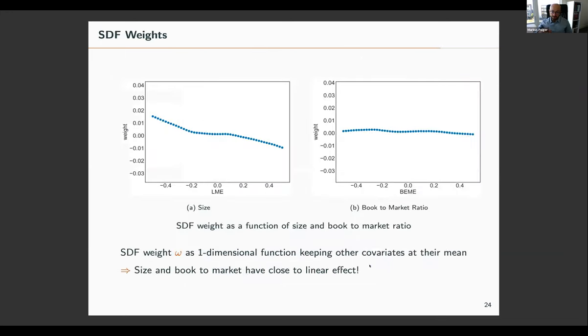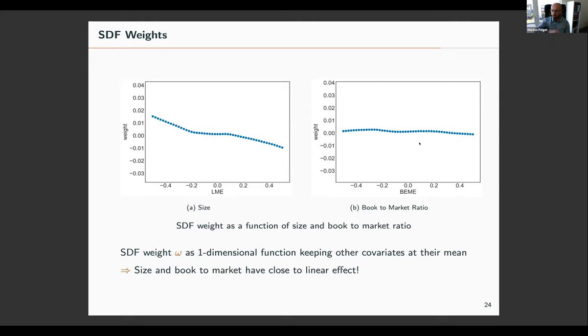So last but not least, that's the last part I want to talk about. What is the functional relationship of our model? Now, our SDF weights are a function of a lot of parameters, so I cannot give you a plot of this very high dimensional object. But what I can do is fix all variables at their median value, except for one. That gives me a one-dimensional function. So I can show you the effect of size or value on the SDF.